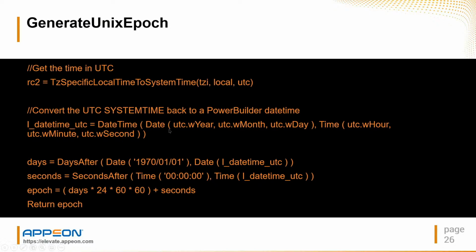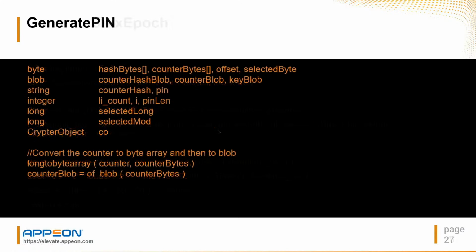And then I get back the system time in UTC. Then what I do is I convert that back into a date time using the date and time functions. And so now I've got a current date time in UTC. And now I'm going to do a days after, because remember I want the Unix epoch, which is the number of seconds since January 1st, 1970. So I do the days after and seconds after, convert the days into seconds, add it to the number of seconds, and that gives me the Unix epoch. Okay. Now that was explaining how I got the Unix epoch to get the counter, which is the current interval.